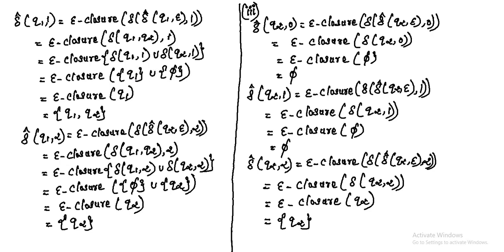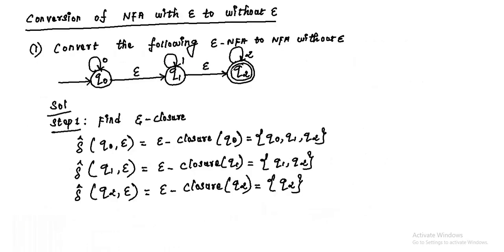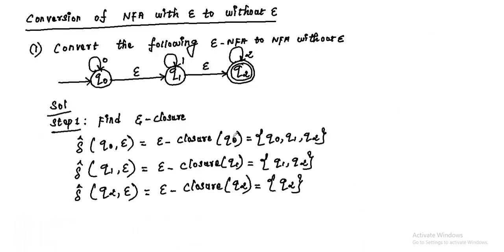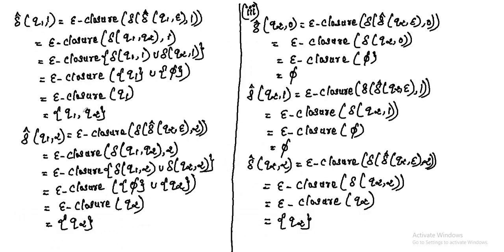δ of q2 on 1, look at the transition diagram, q2 on 1 there is no transition. Here you write the null symbol. When you do the union operation, you will get q1. So epsilon closure of q1, see the first step, epsilon closure of q1 is {q1, q2}. Here you write {q1, q2}.